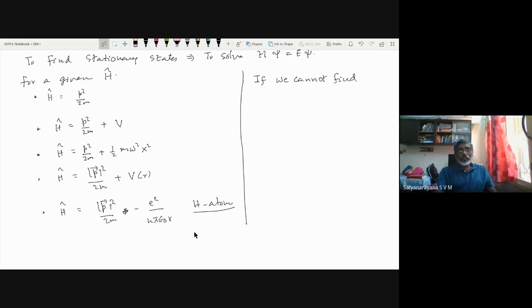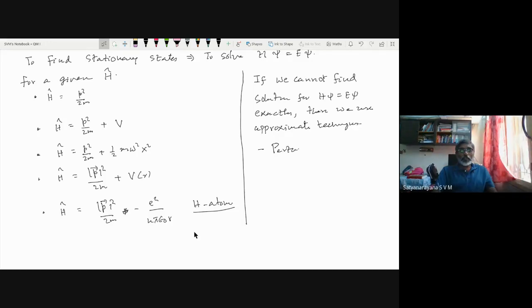If we cannot find the solution for H psi equal to E psi exactly, then use some approximate techniques. Some of the approximate techniques are perturbation theory, the variational method, and the WKB approximation.